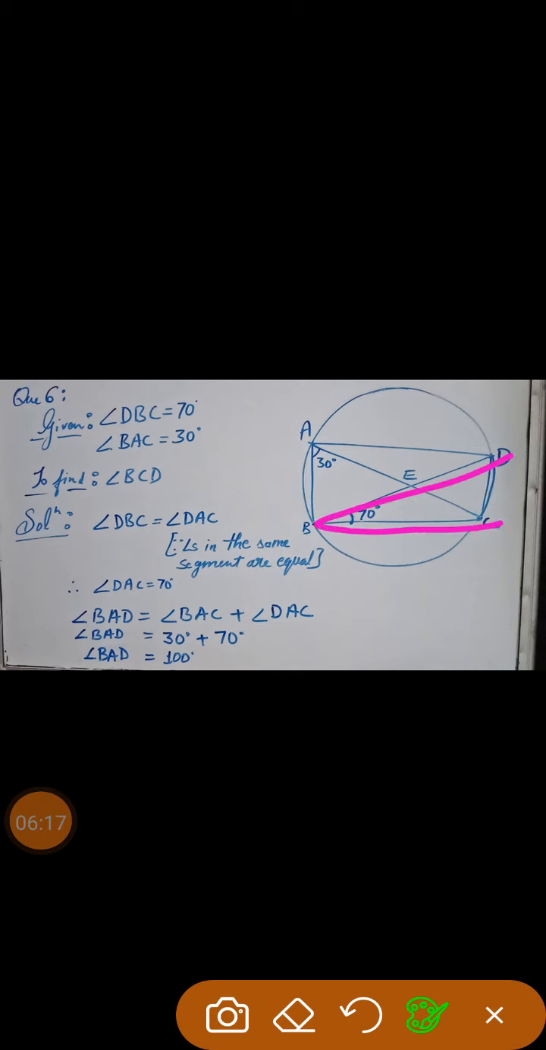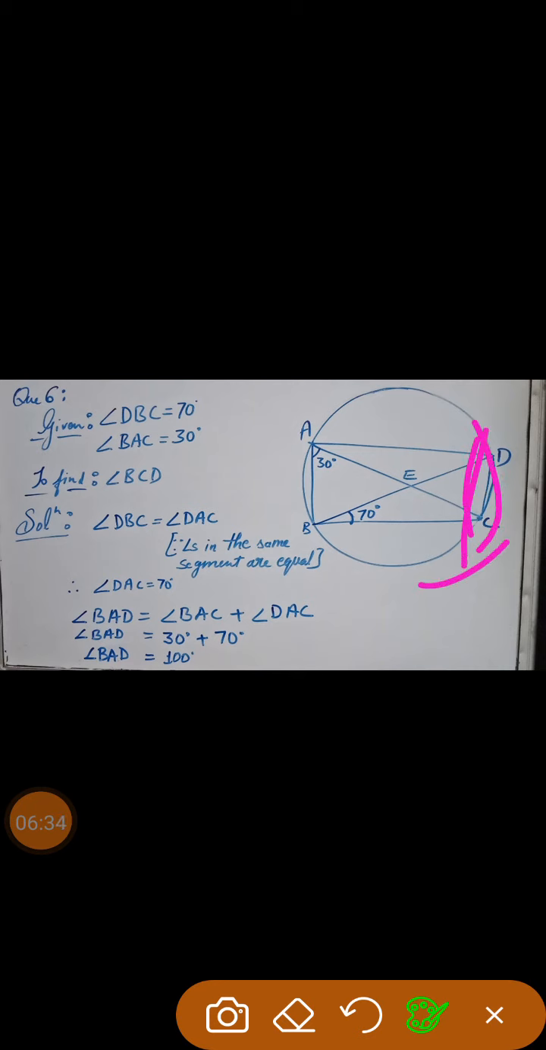Angle DBC means this angle, and angle DAC. These both are equal, this angle and this angle. How are these both equal? Because these both are on the same segment. This is a segment, you can see this is a circle and this is a segment.